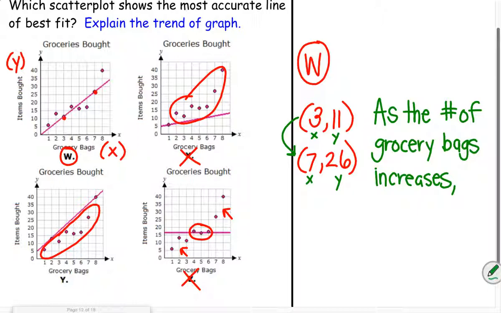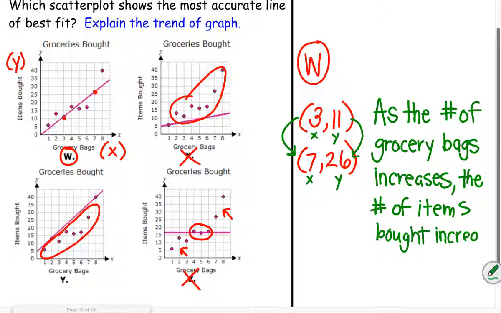Now let's look at our Y value. Our Y value goes from 11 to 26. So that value also increases. Now our Y value is the items bought. So as the number of grocery bags increases, the number of items bought increases. So really, if you think about it logically, the more items you buy, the more bags you need. So that'd be another way to say it. The more bags you need, the more groceries you bought, or vice versa. The more groceries you bought, the more bags you would need.